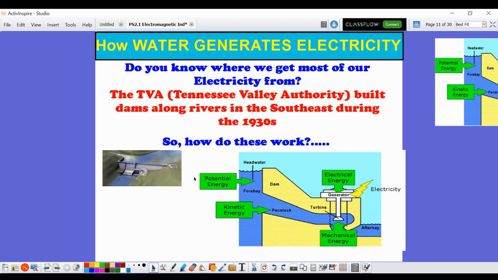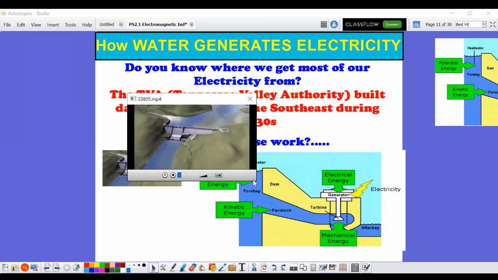And when those occurred, a lot of areas were flooded, but it also generated a tremendous amount of electricity for that period of time. So what we're going to do is learn how electromagnetic induction allows us to produce electricity using different forms of, in this case, renewable resources. We're going to look at water and we're going to look at wind. So you're going to have those two things. I want you to watch this video right now.